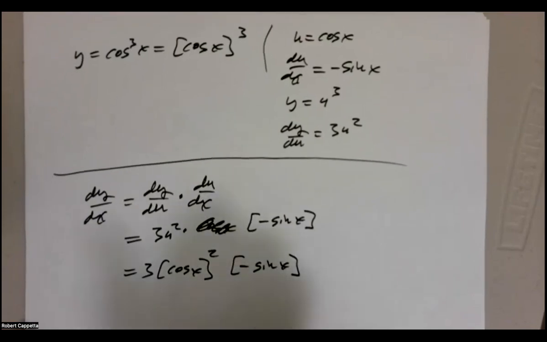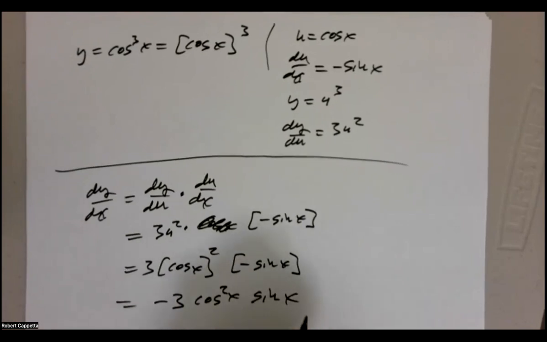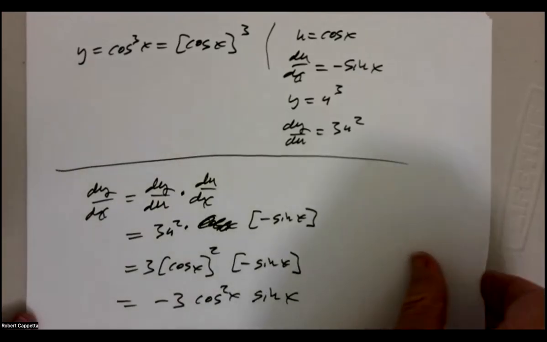How do we usually write this? Negative 3 cos squared x times sine x. That's what that one is. Remember, we're still trying to use the chain rule on these things. So when I get to 9D, let's take a look at it.